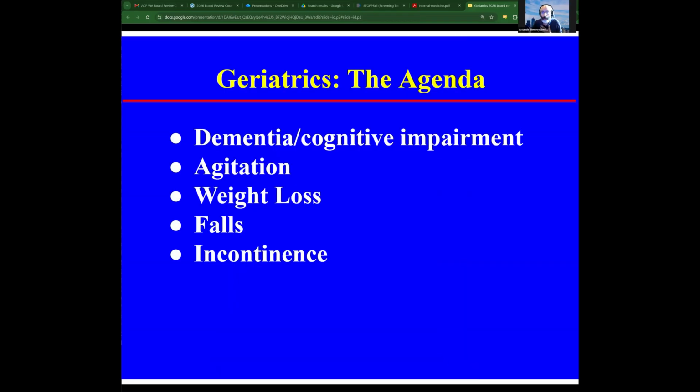What we are going to cover today will be a smattering of different high yield geriatrics topics. This is not a comprehensive review of all the different possible geriatrics topics on the exam. Again, you could look through the blueprint if you wanted to see that in more detail, but these are some of the more heavily tested. We're going to talk about dementia and cognitive impairment, also the management of agitation. We'll talk about weight loss in an older population and falls, and finish up with incontinence.